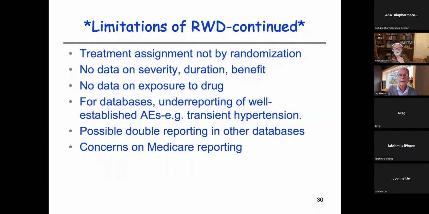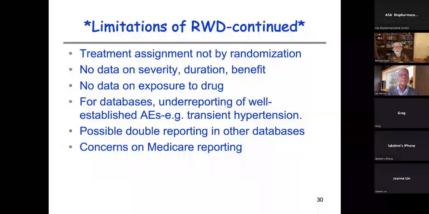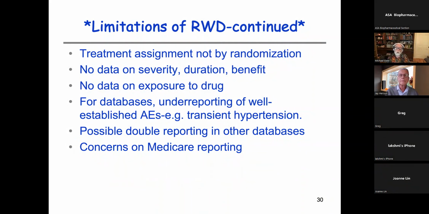Treatment assignment is not randomized. So we have no data on severity. We have no data on the duration or whether or not the patient had benefit. All of those things are picked up in clinical trial data. We have no data on exposure to drug, especially when they're variables.